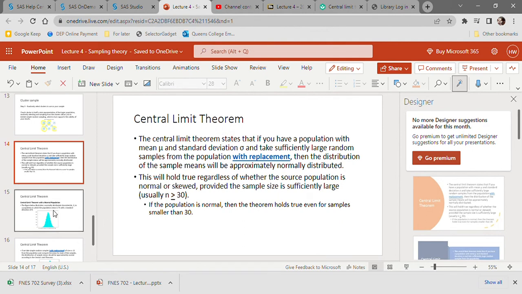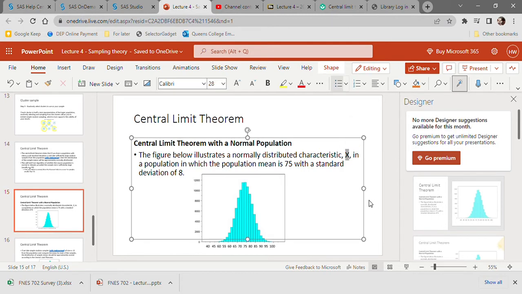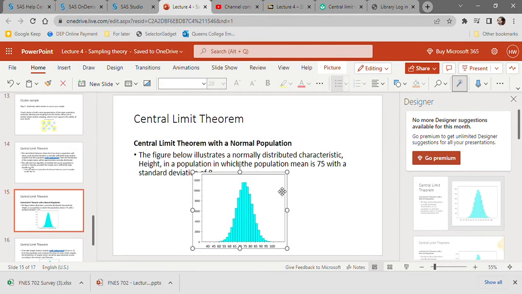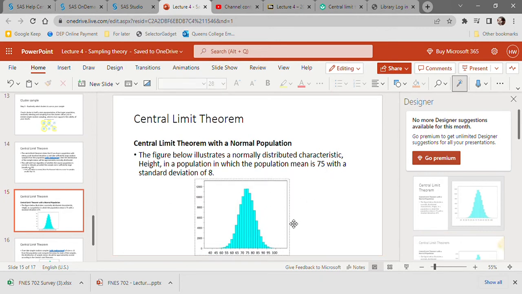So let's go through an example right over here. The figure illustrates a normally distributed characteristic, so a normal population. Let's change x to height, because we used that example. In the population, the mean is 75 with a standard deviation of 8. So this is 75 inches, the average right over here, and one standard deviation is 8 inches one way or 8 inches the other way.